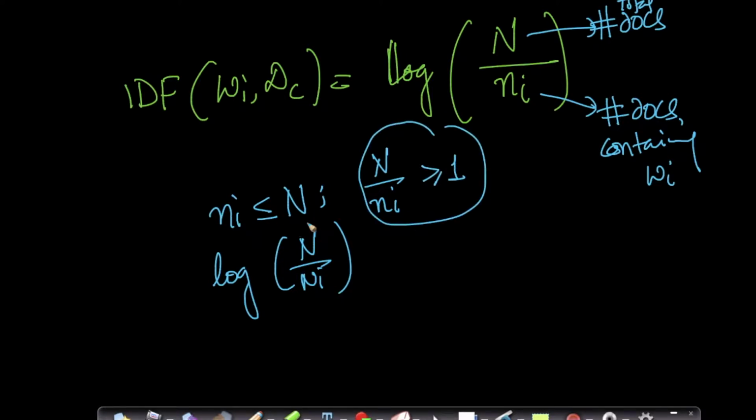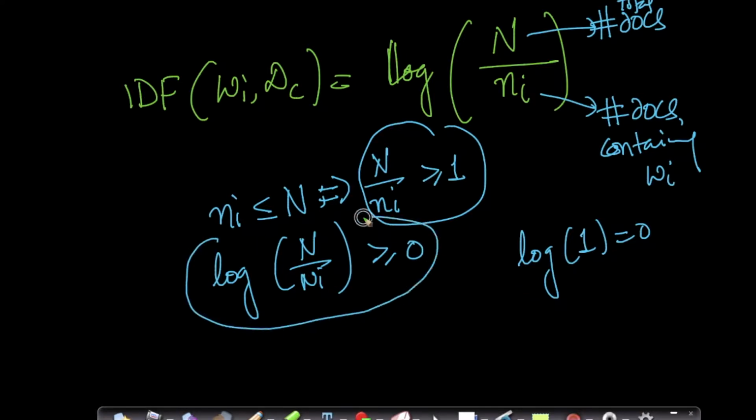If you just put this to the denominator, this implies that N by ni is always greater than or equal to 1, which means log of N by ni is always greater than or equal to 0, right? Because look at it, log of 1 is 0. Log of anything greater than 1, like log of 2, is greater than log of 1. So this value is always greater than or equal to 0. Now the next question is, can this be equal to 1? When does this value become 1?